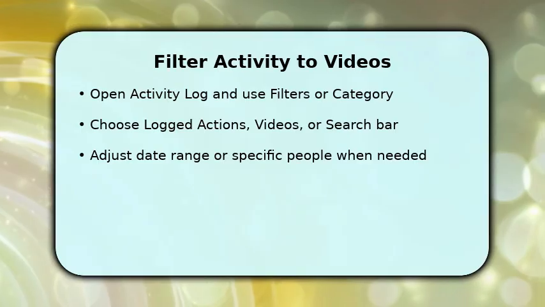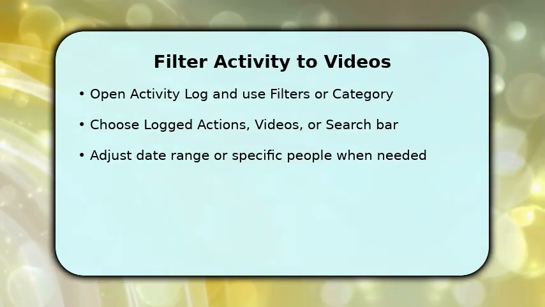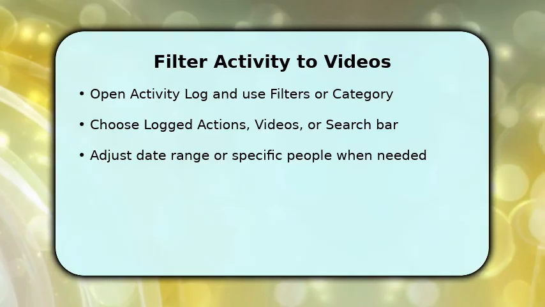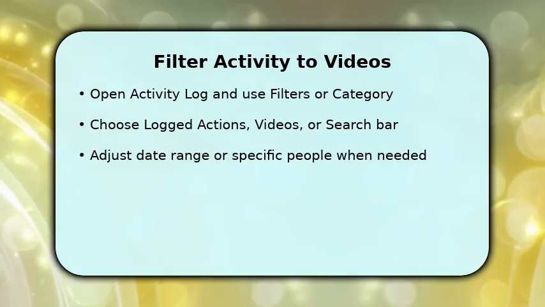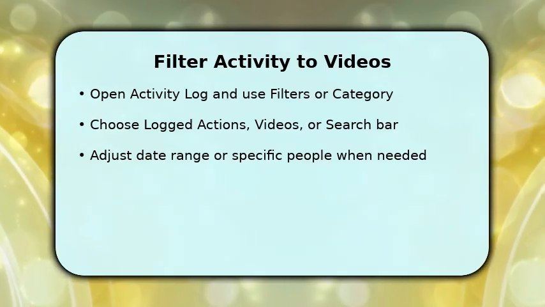You can also type keywords in the search bar to find a specific clip. Make sure to set a date range if you only want recent history. Pausing and scrolling reveals chronological entries with timestamps. This helps you see exactly when an interaction occurred and why it's listed there.